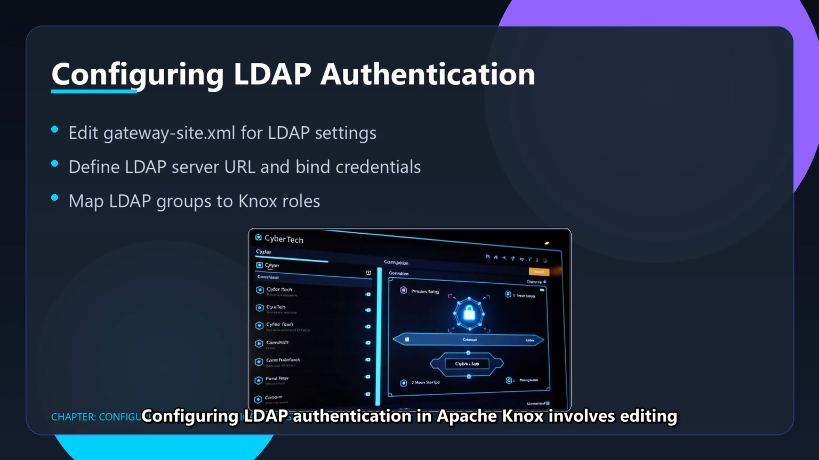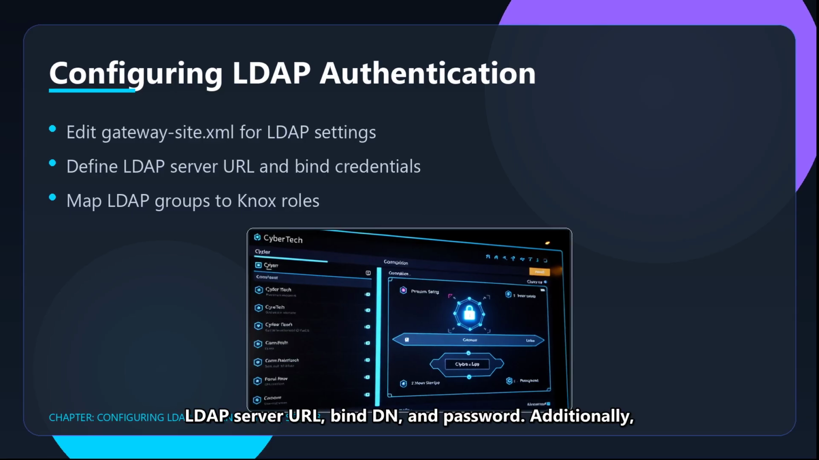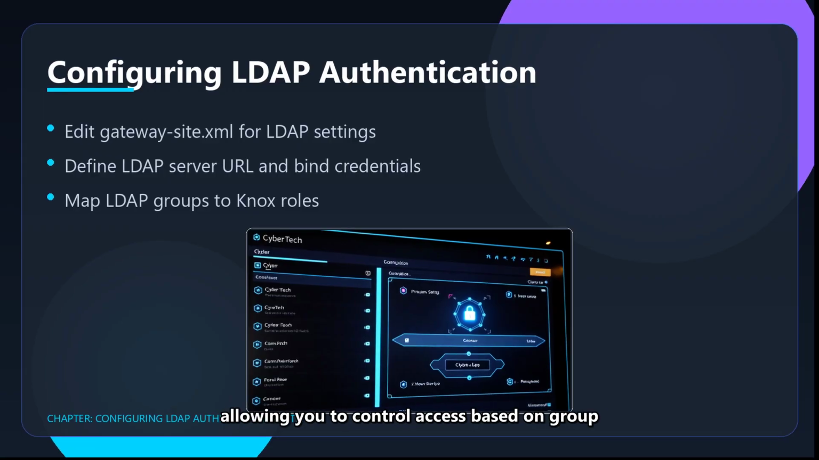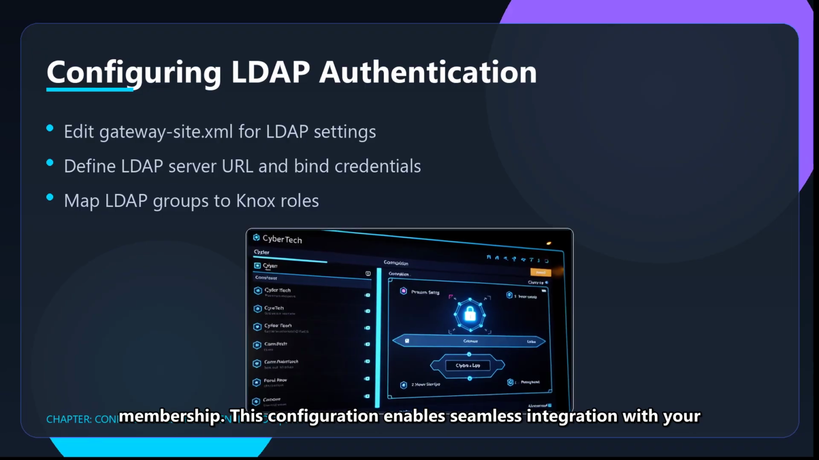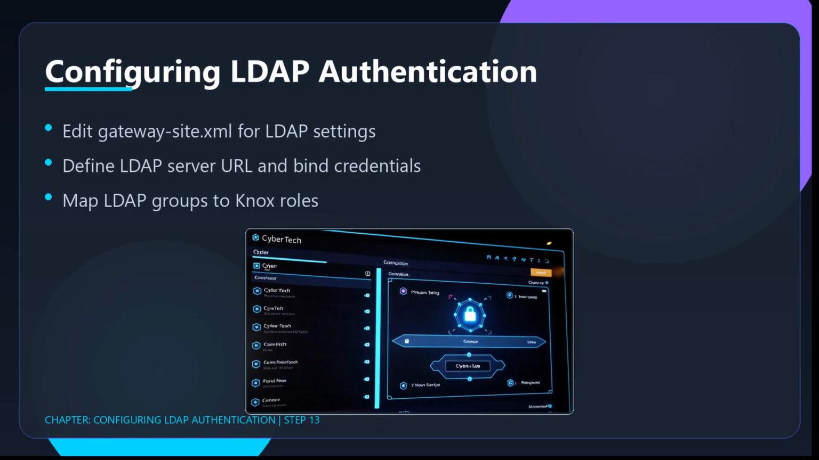Configuring LDAP authentication in Apache Knox involves editing the gateway site.xml file. You'll need to specify the LDAP server URL, bind DN, and password. Additionally, you can map LDAP groups to Knox roles, allowing you to control access based on group membership. This configuration enables seamless integration with your existing directory services, providing a unified authentication experience.